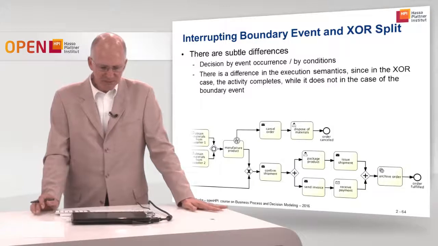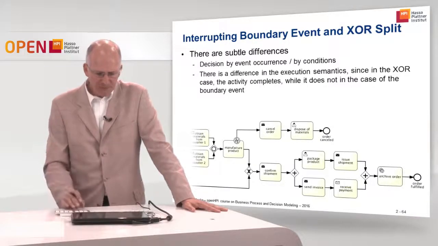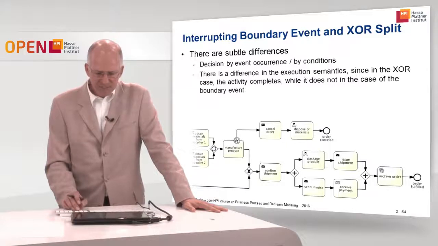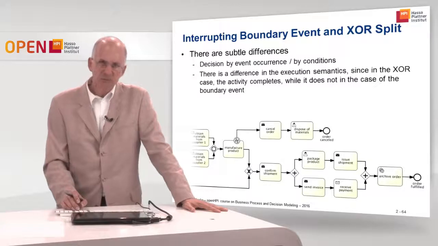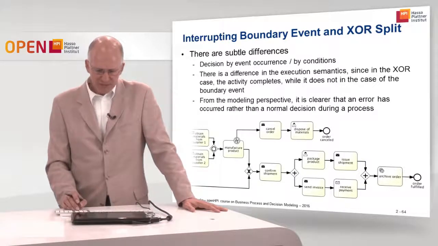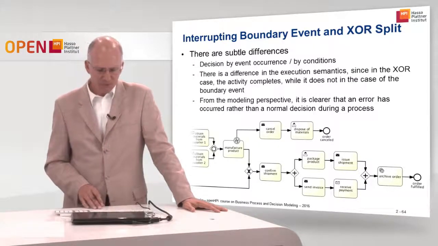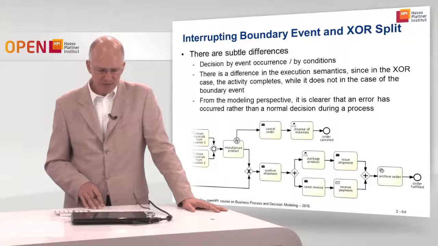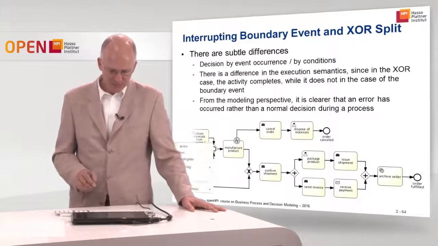The decision is based on event occurrence on the one hand and by conditions on the other. But there's also a difference in execution semantics, since in the XOR case, the activity completes, so activity B in our case, while it does not in the case of the boundary event. And also, as we indicated from the modeling perspective, it's clearer that an error has occurred rather than a normal decision during a business process.